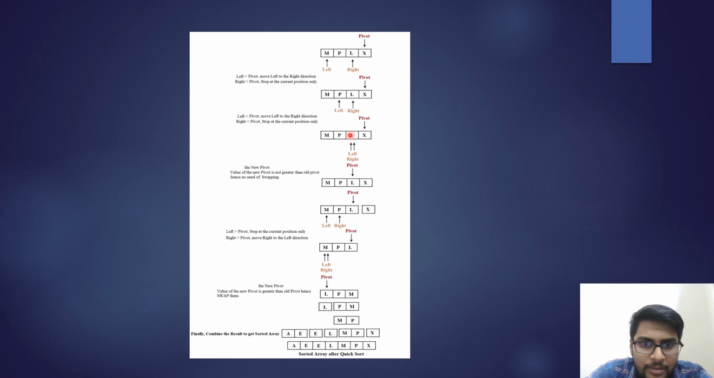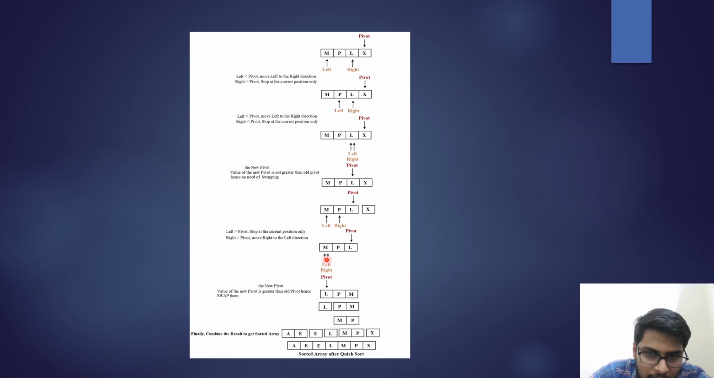Now the left and right element are at the same position, so X will become the new right subarray and L will become the new pivot element. Next, L will get compared with left and right. The left element P is compared with the pivot L, and P is greater than L, so the right element will move towards the left, and M is greater than L, so left stops at the current position.